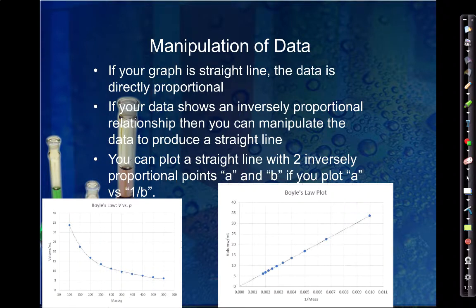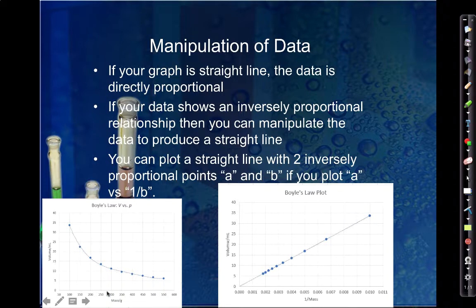All right, now with our data, we can use graphs to manipulate your data. So if you have an inversely proportional relationship between the two variables, you're going to get a line that looks something like this. As one goes up, the other one goes down. But if you have that inverse relationship, you can manipulate this data to get a straight line by simply taking the values that you have on your x-axis and getting the inverse of those.